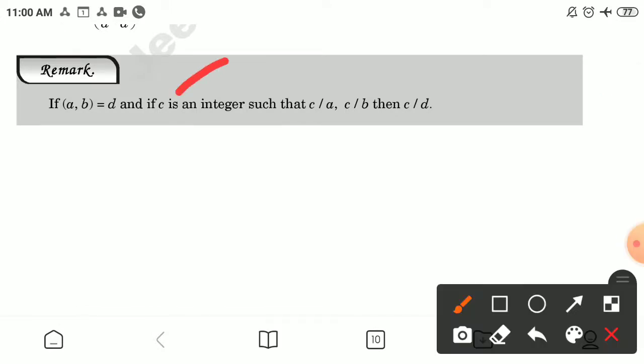Remark: if greatest common divisor of A and B equals D and if C is any integer such that C divides A, C divides B, then C also divides D.